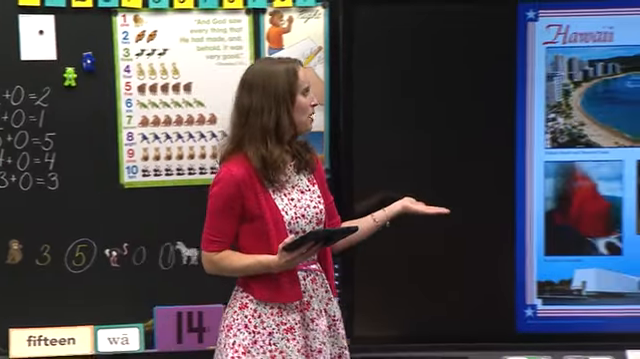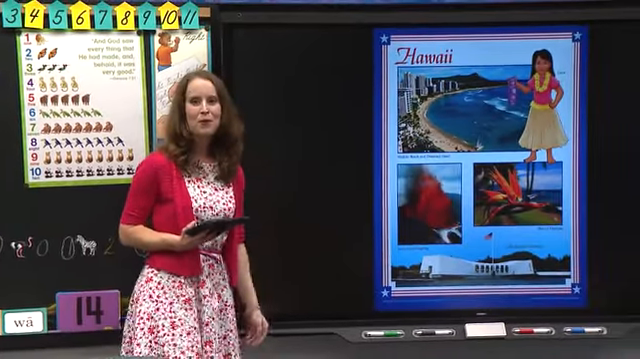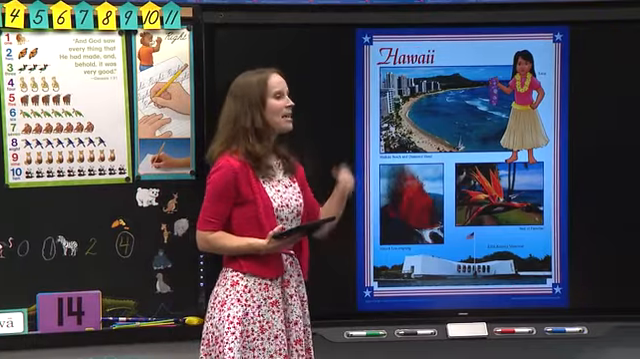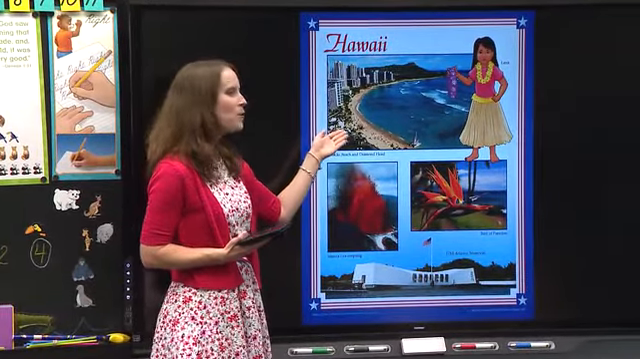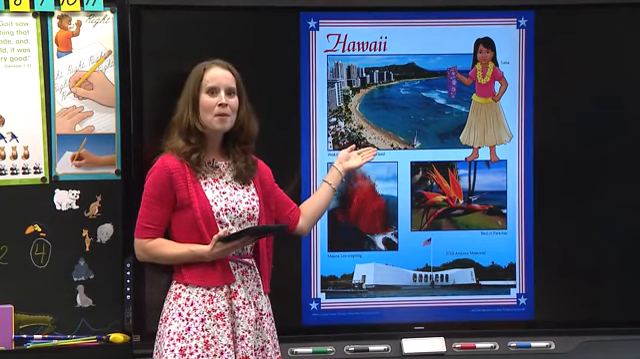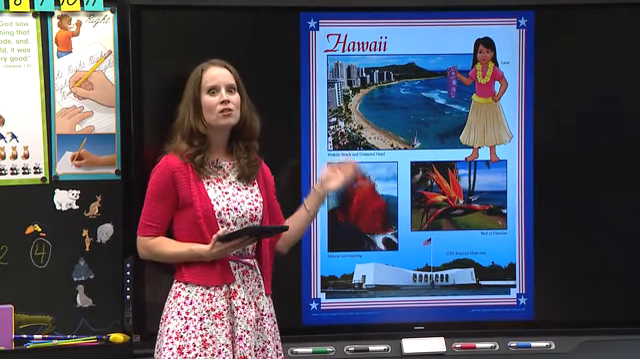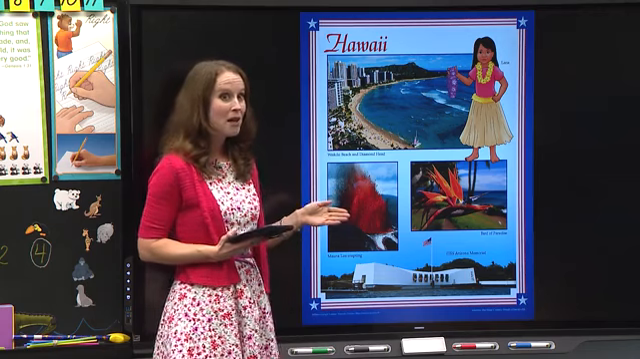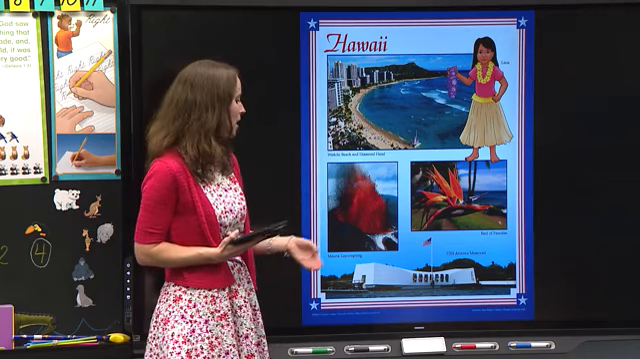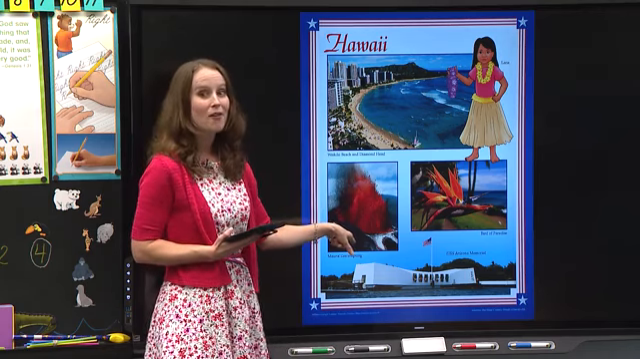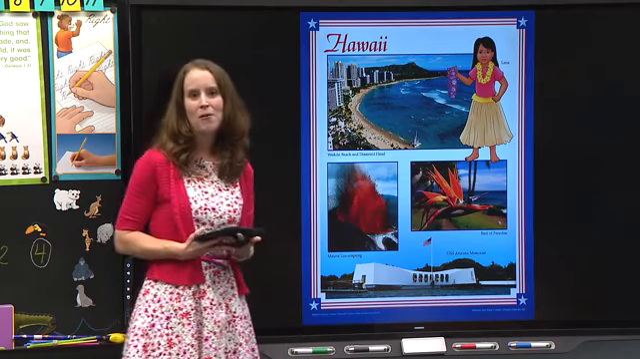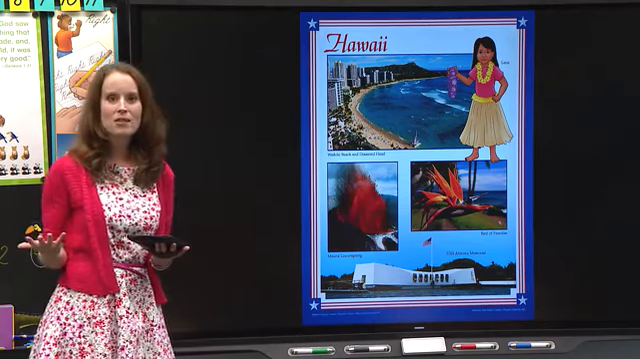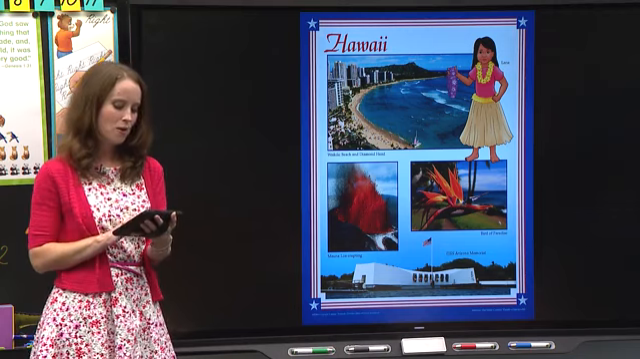Now, if we look at this picture, getting us started and ready for Hawaii, we can see someone whose name is Lana, and Lana lives in the state of Hawaii. Beautiful beaches in Hawaii. Remember, an island means there's going to be a lot of water around them because they're islands surrounded by water. Here's a volcano we're going to get to see, and also some really pretty flowers. Hawaii is a warm place, so tropical flowers grow there.